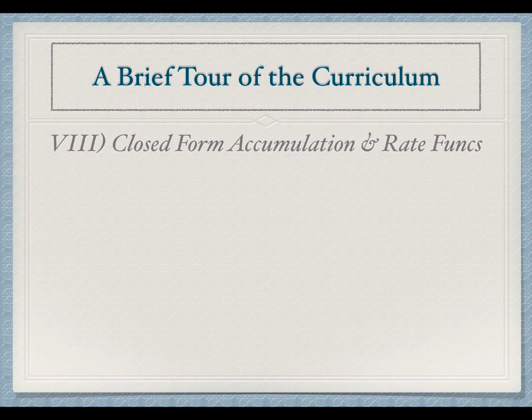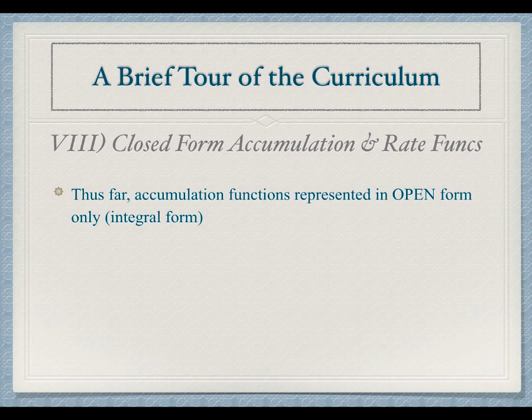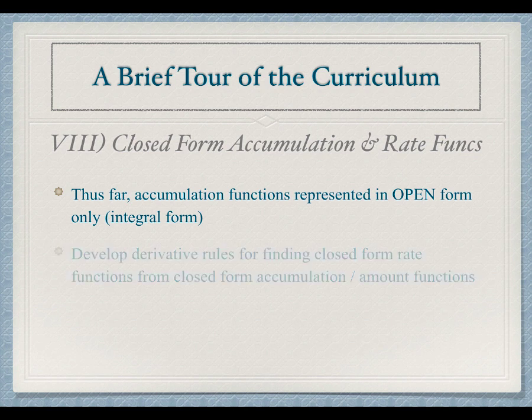And so we're going to look at closed form accumulation next, and rate functions. So thus far, the accumulation functions we did in the integral derivation of integral were represented in open form, integral form only. It's a really nice form for representing the meaning, but open form is not nice for computing, right? It's through developing the derivative rules for finding closed rate functions that we can then go back and say, okay, when we find these derivatives in closed form, now every time you find a derivative in closed form, you've actually found an accumulation function in closed form as well.